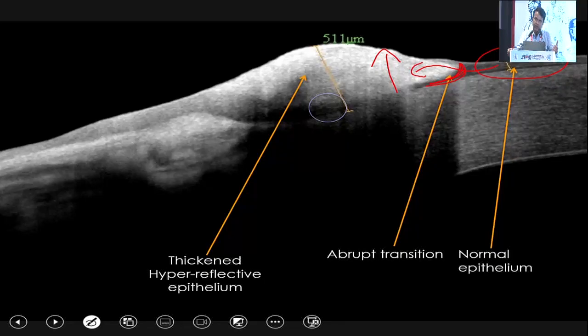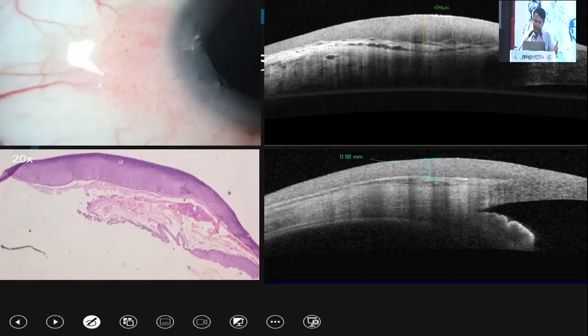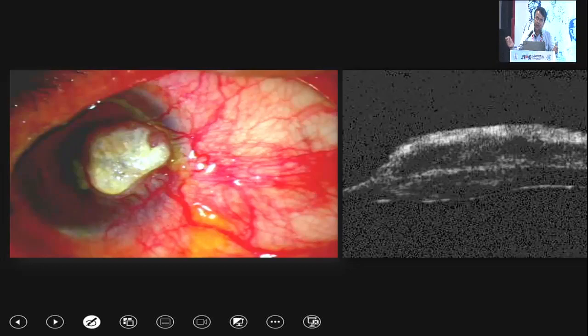So if you have any doubt at all, you can do anterior segment OCT and diagnose it. These are all situations where ASOCT has been performed, and you can actually see that it mimics the histopathology finally. So ASOCT and UBM are very good tools in diagnosing OSSN and also determining the depth of the lesion or the base of the lesion, which becomes very important.